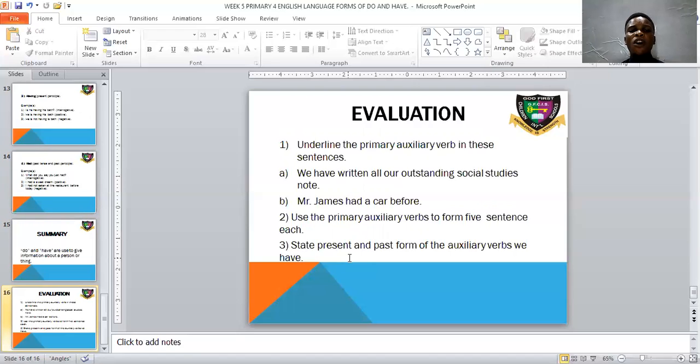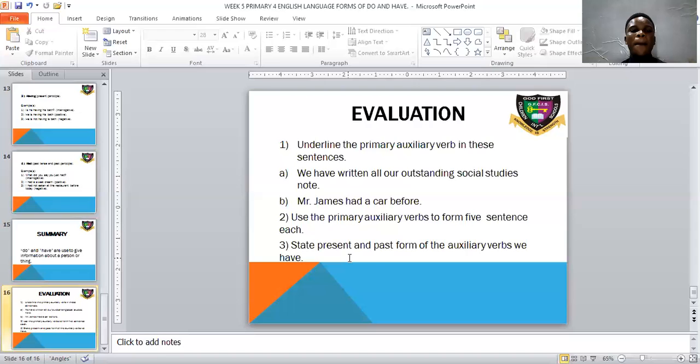We have written all our outstanding social studies notes. Now, what is the primary auxiliary verb in this sentence? What is the primary auxiliary verb in this sentence? You underline it. Tell me what the primary auxiliary verb in this sentence is. It's very, very simple. I've seen it already.